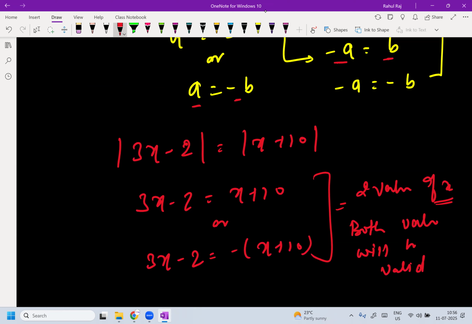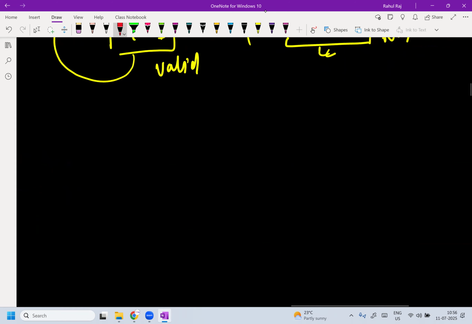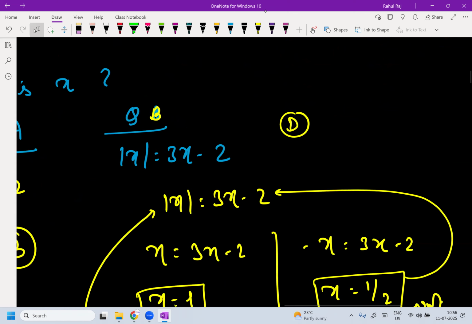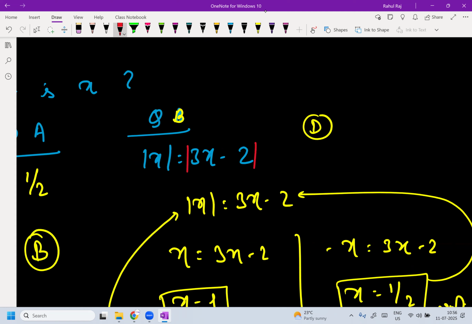Can I ask you a question? Why, Shweta? Think about it. Just think, take your own time, no rush at all. Just think why both the values will be valid. Because the left and the right side are in the mod, so they're going to be positive. 100% right. Imagine, for your better understanding, if this is one place I would have given you here the question mod x is equal to mod of 3x minus 2.